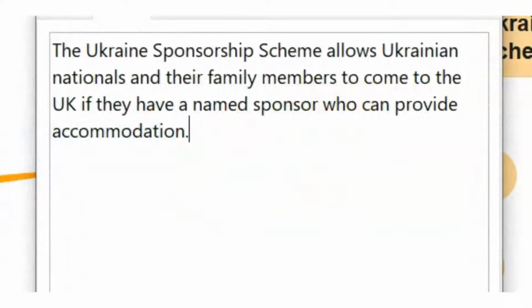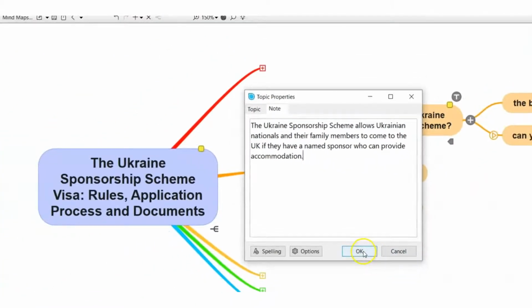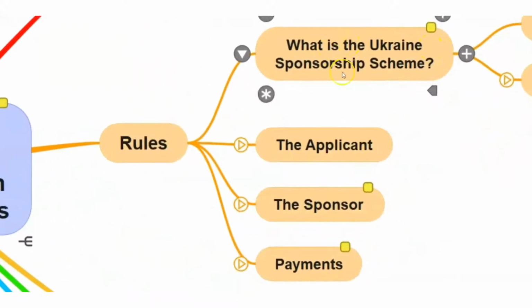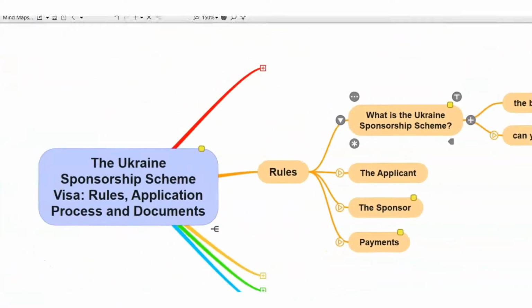The Ukrainian sponsorship scheme allows Ukrainian nationals and their family members to come to the UK if they have a named sponsor who provides accommodation. So just to be clear, this particular scheme is not for family members of UK citizens or someone who has indefinite leave to remain, who has a settled status, or who has a limited leave to remain under Appendix EU, or a refugee status or humanitarian protection. This is someone who doesn't have any relatives here in the UK with a settled status and just found a sponsor who has accommodation and who is willing to provide this accommodation.